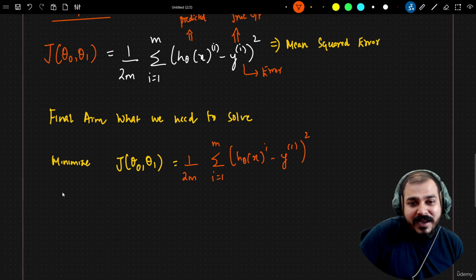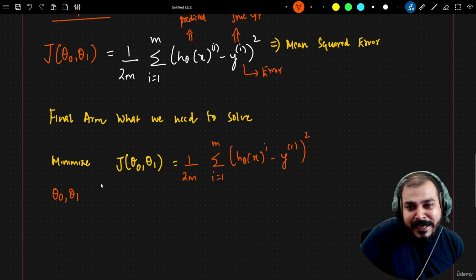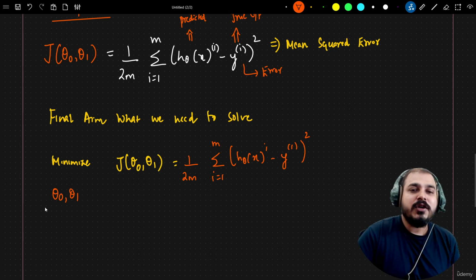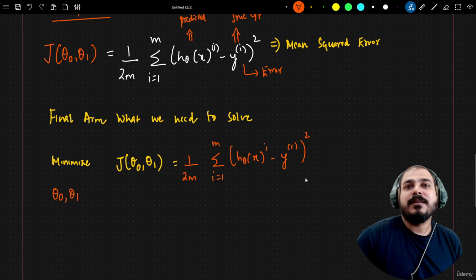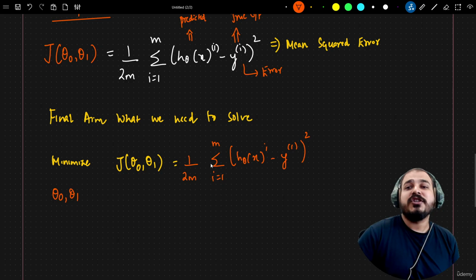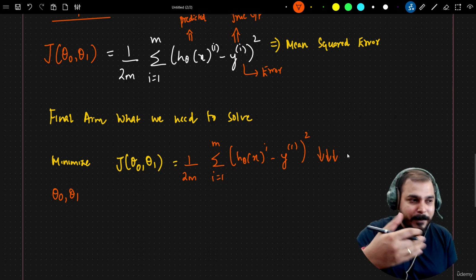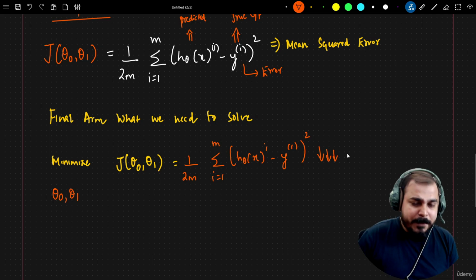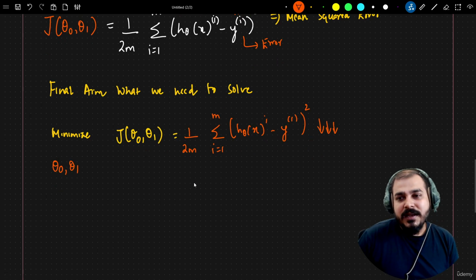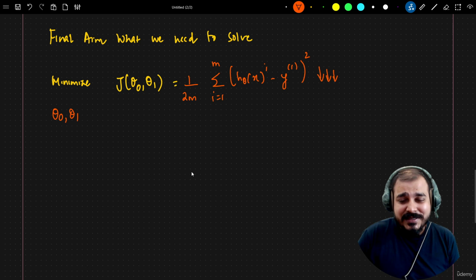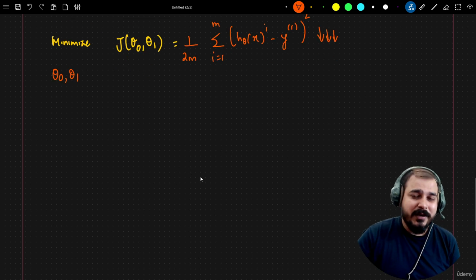And how are we going to minimize this? By changing the values of theta 0 and theta 1. We need to continuously change theta 0 and theta 1 and try to find the best fit line wherein the summation of this error is as minimal as possible. So this is our final aim. And how we are going to do this, let's discuss.